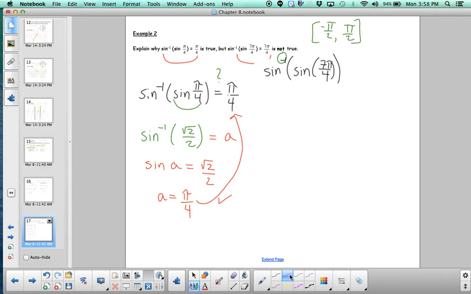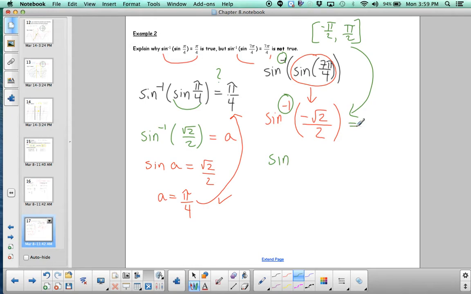So again, we start from the inside and work through our problem. We know that the sine of 7π/4 is -√2/2. There are no restrictions in this case. Okay. Now when we get to this part, our domain restriction comes into play. And so with that, we've got sine, I'll set this equal to b, of b is equal to -√2/2. And so we must find a value for b that meets this condition. And so it must be that b is going to be equal to -π/4.